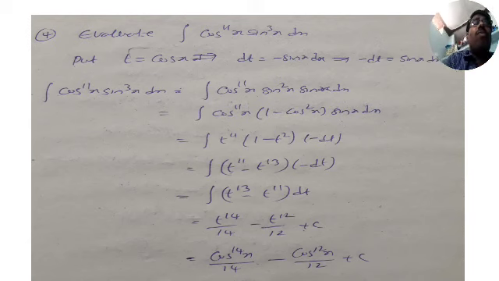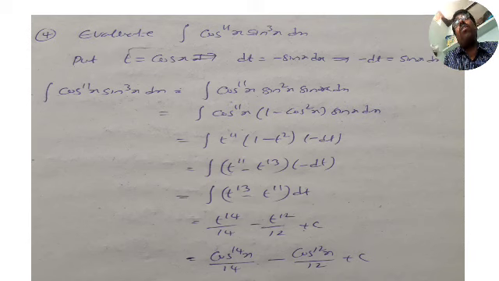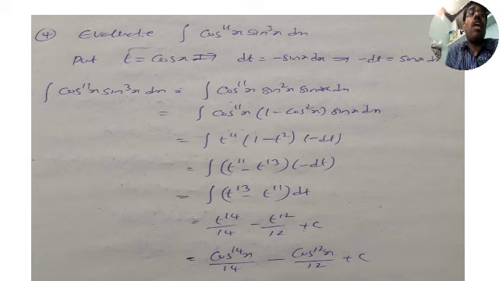Evaluate integration of cos power 11x into sin power 3x. What is the cos power? 11. What is the sin power? 3. 11 and 3 both are odd numbers. Yes, both are odd numbers. Now if both m and n are odd, which power is more? That you have to take as t. Here cos power is 11 and sin power is 3, cos power is more than sin, therefore put t is equal to cos x. Are you getting it?